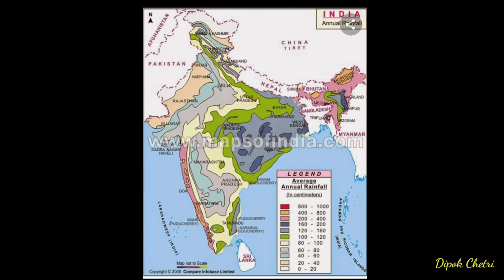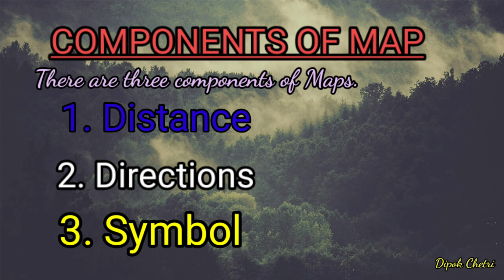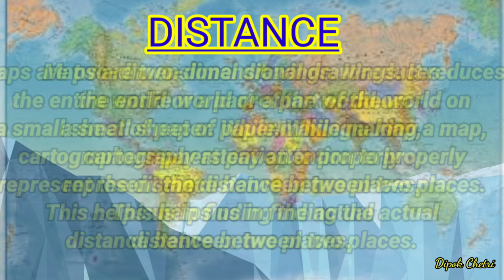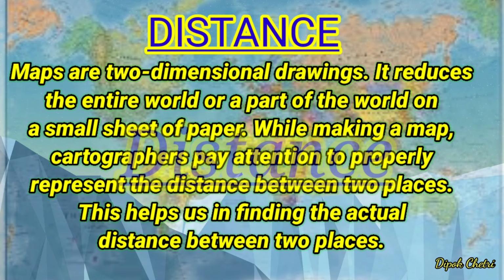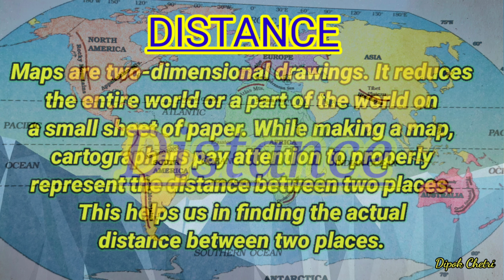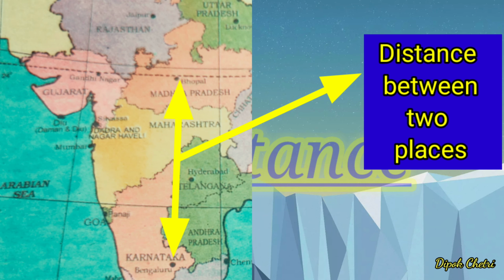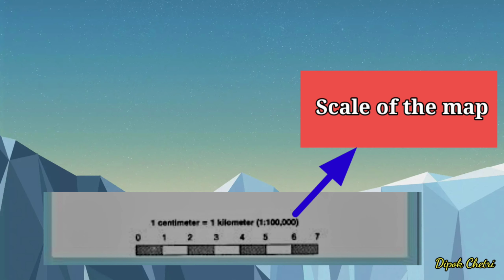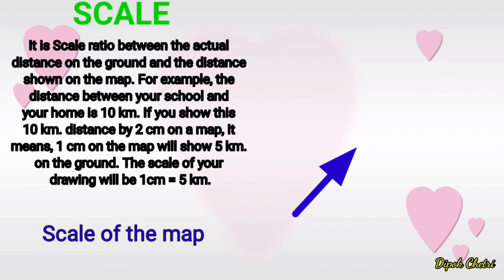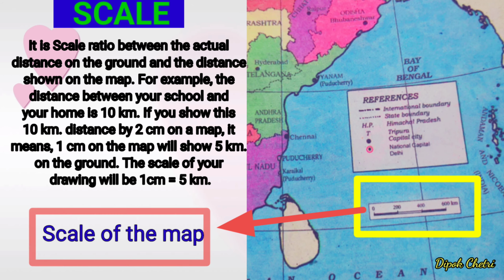Now let's know about components of a map. There are three components of maps: distance, direction and symbol. Distance. Maps are two-dimensional drawings. It reduces the entire world or a part of the world on a small sheet of paper. While making a map, cartographers pay attention to properly represent the distance between two places. Hence they choose a scale.